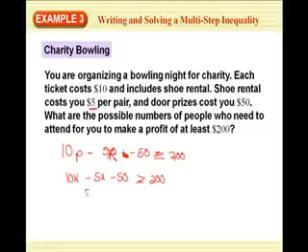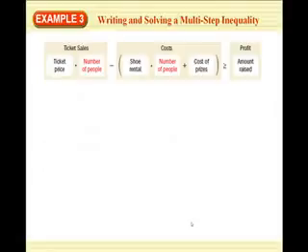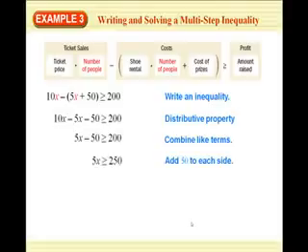So I have like terms here. That's 5x minus 50 greater than or equal to 200. Add 50 plus 50. 5x greater than or equal to 250, divide by 5. x has to be greater than or equal to 50 people. So you need to have at least 50 people attend in order for you to make at least $200. They started it a little differently, but see, there's the minus 50. Those are your expenses.